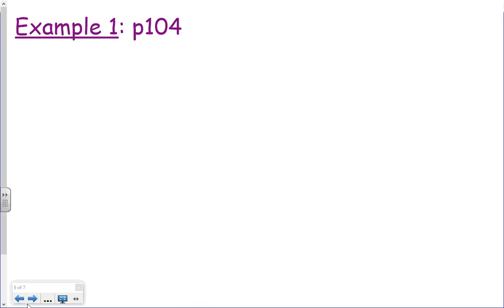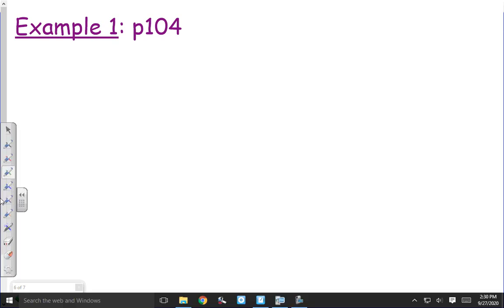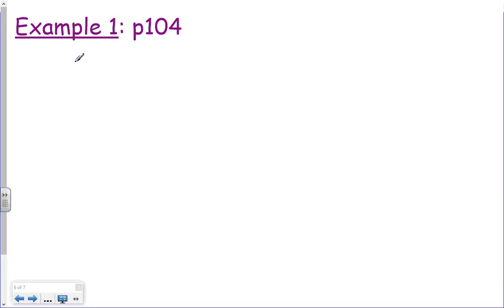All right, so let's try a couple of examples here. Look at example 1 on page 104 in your book. Example 1 there gives us, first of all, a set of data. So suppose that f is a logarithmic function with f of 3 equals 7 and f of 6 equals 10. All right. You can write it the way they've given it to you, but I'm going to write it in a table. I like seeing it in that form.